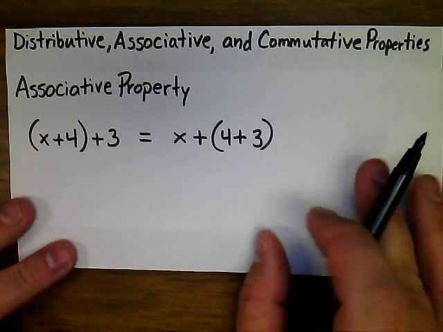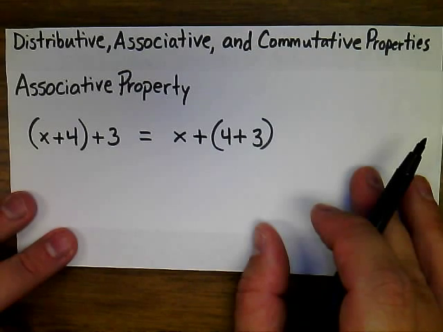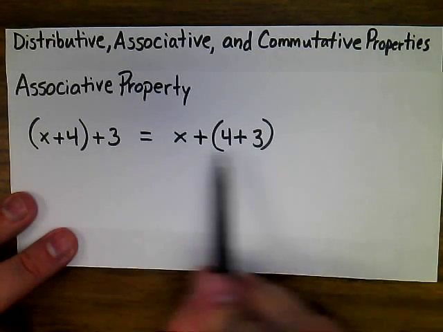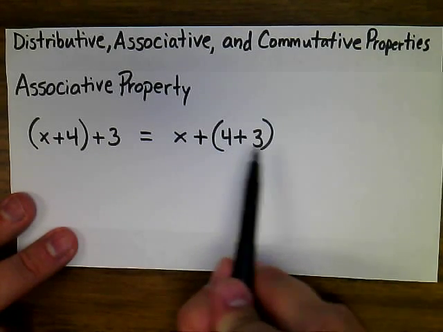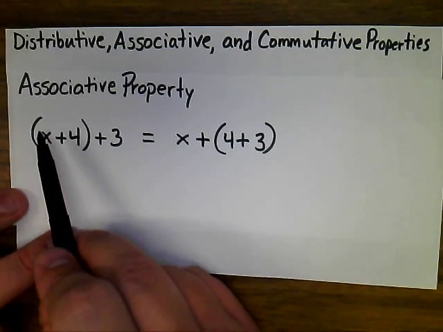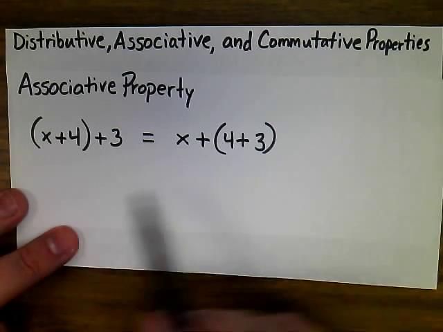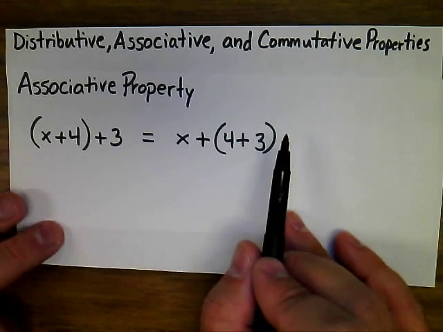The associative property is also known as the grouping property. You'll notice that the expression is the same on both sides of the equal sign, x plus 4 plus 3, x plus 4 plus 3. But in the left example, we've chosen to add the x and the 4 first, and in the right example, we've chosen to add the 4 and the 3 first.